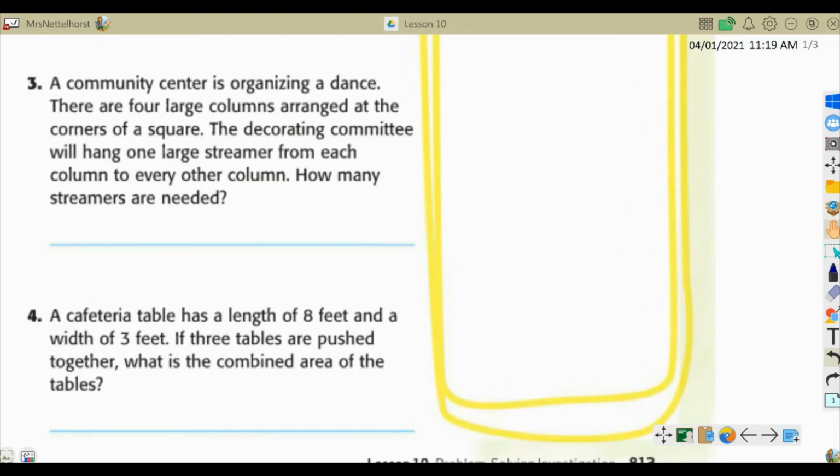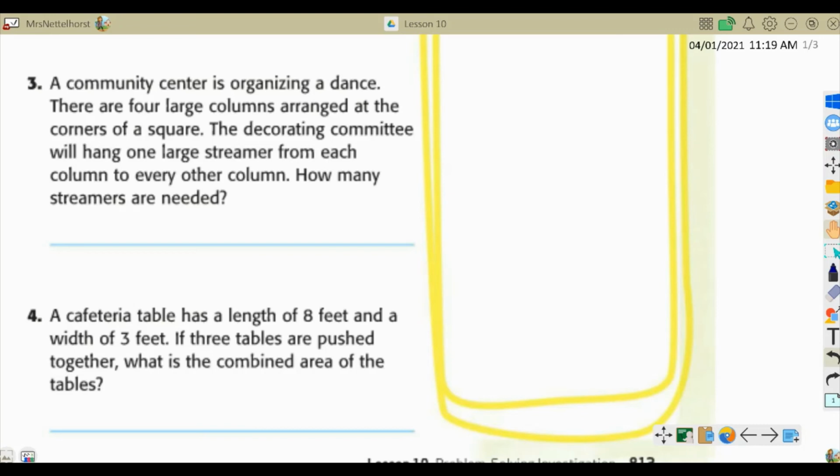So that's why this looks awkward and like it doesn't fit, because it doesn't. I redid it. Okay, community center is organizing a dance. There are 4 large columns arranged at the corners of a square. The decorating committee will hang one large streamer from each column to every other column. How many streamers are needed?